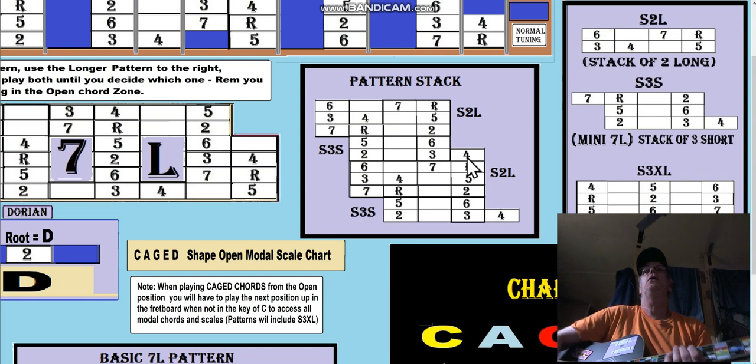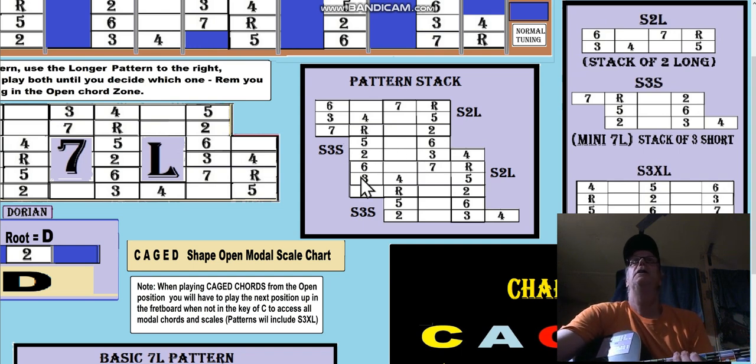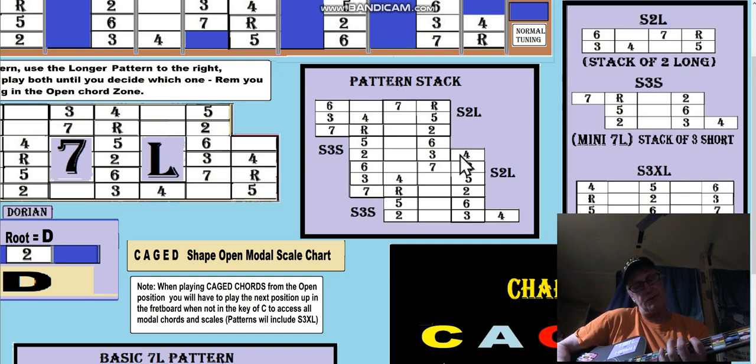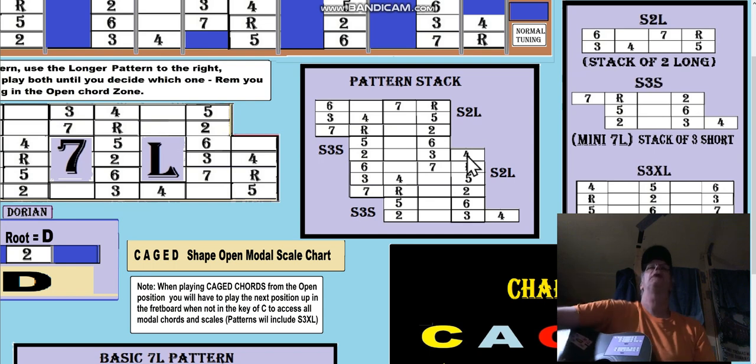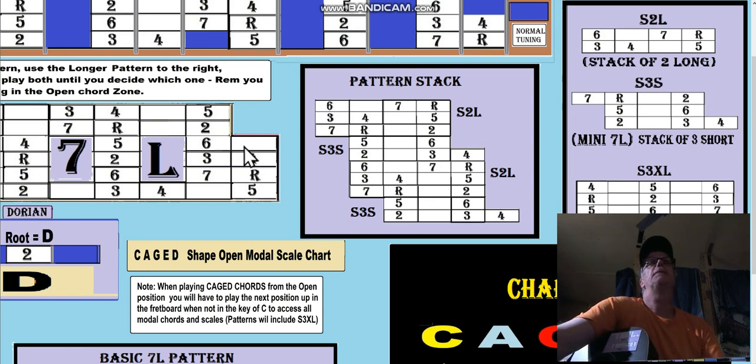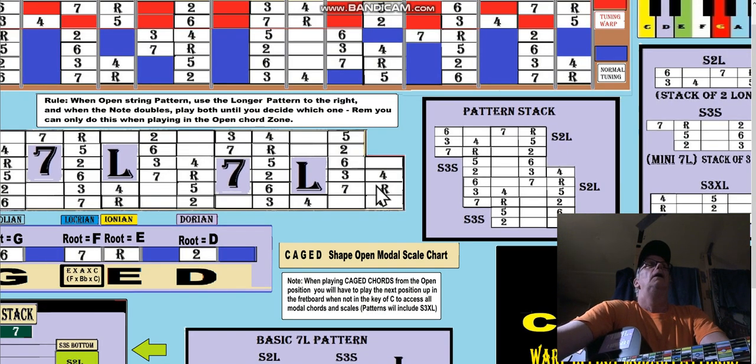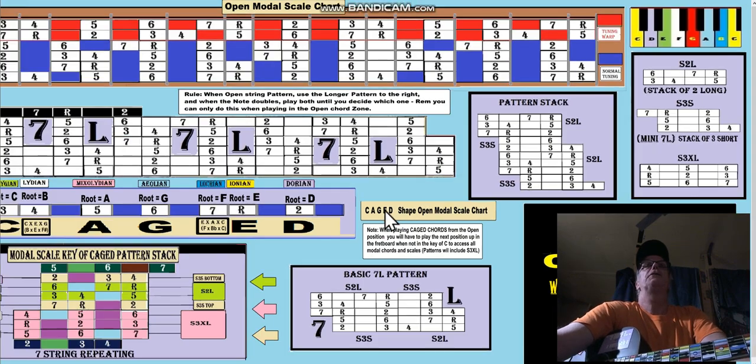Just count the whole thing. This whole thing can be counted from the 7 all the way up to the 4. So it's just 7, root, 2, 3, 4, 5, 6, 7, root, 2, 3, 4. Right there. Count in your head. That's what I figured out last night. So we're almost finished the first segment.